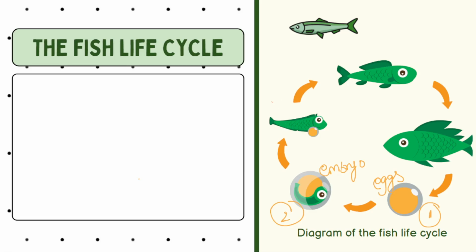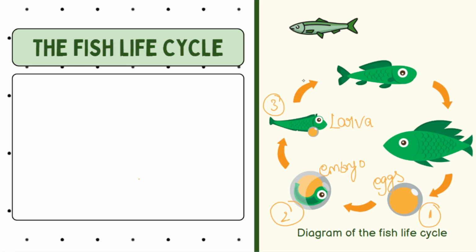Then the third stage. In the third stage, the egg breaks. If the egg breaks, what comes outside? Larva. So this fish that comes outside, we call it larva. If the egg breaks and the fish comes outside, we call that fish a larva. This is the third stage.